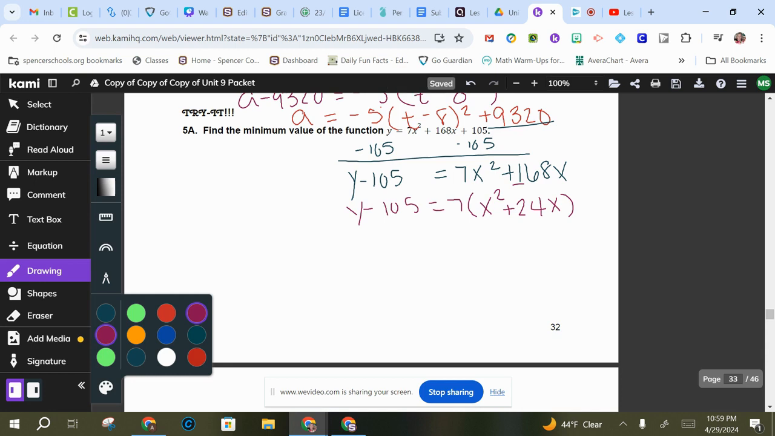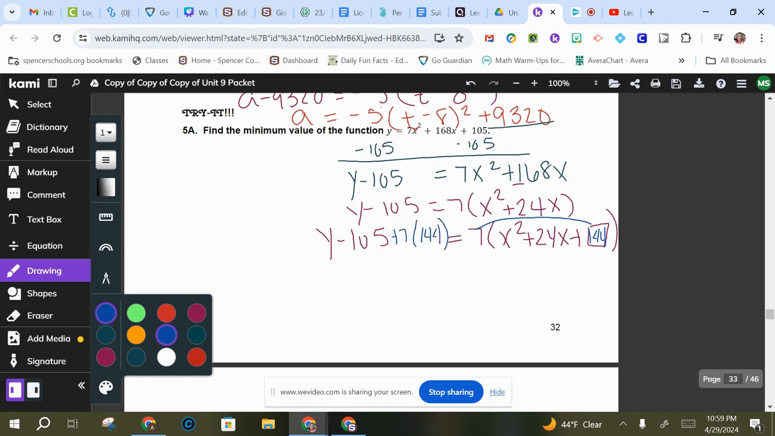Now I've got to complete the square. So I'm going to take y minus 105, leave a space here, and 7 times x squared plus 24x. Now we're going to complete the square here. Half of 24 is 12. That squared is 144. So to complete my square, I'm going to add 144. Remember on this side, though, it's 7 times 144.